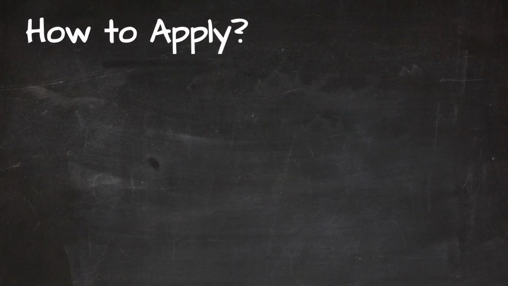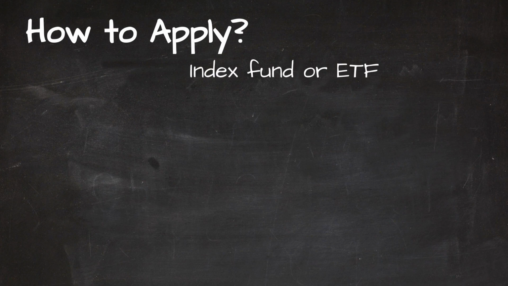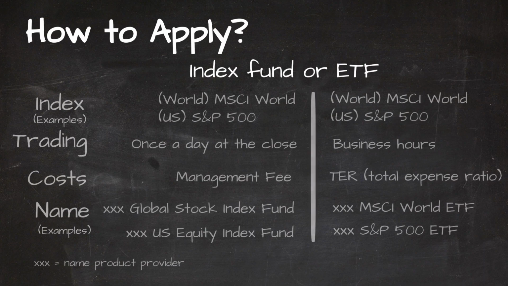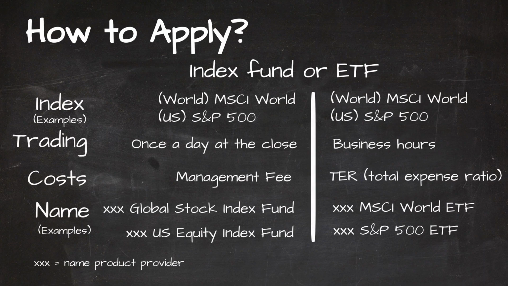So how to apply? If you want to buy an index product, you can buy either an index fund or an ETF. And here's some characteristics. They both track an index. However, there are some differences, like when they're trading and how they express their costs. And the names are different, so that you can see what you are buying.